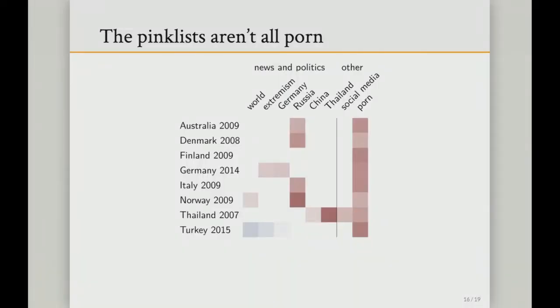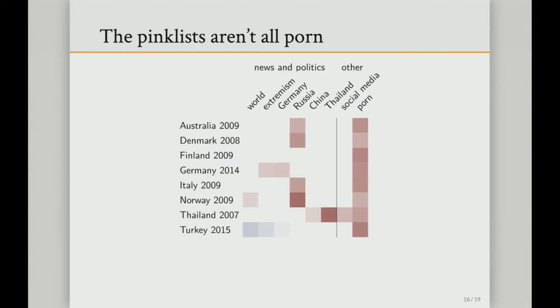The other interesting thing we can find is that the pink lists aren't all porn. The classifier finds a bunch of sites in the German list that are related to German and extremist politics. And I spot checked a few of those and yep, neo-Nazism.